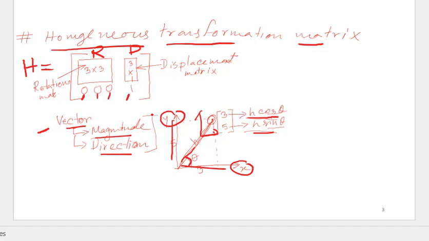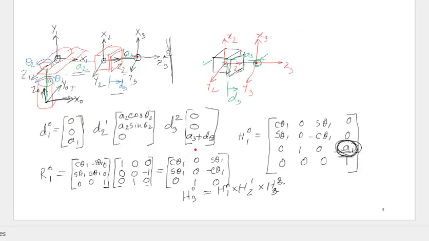Okay, next is the homogeneous transformation matrix in kinematics. We have to know how the transformation goes through: is it revolute, is it prismatic? We have to know this from the structure.